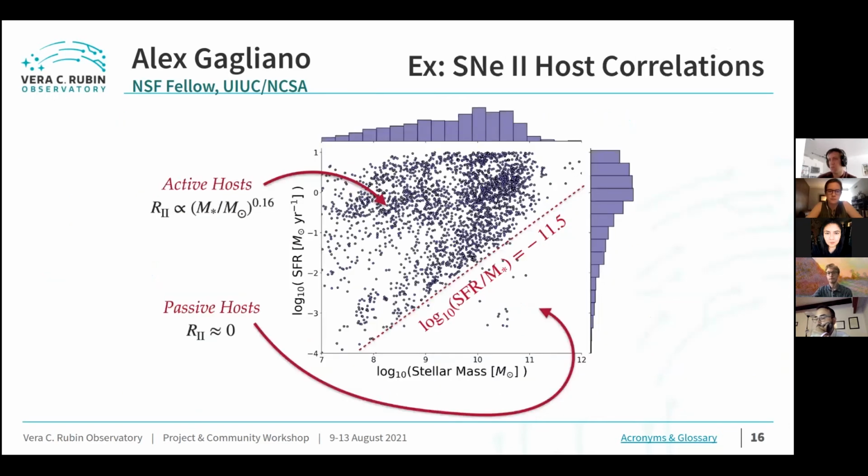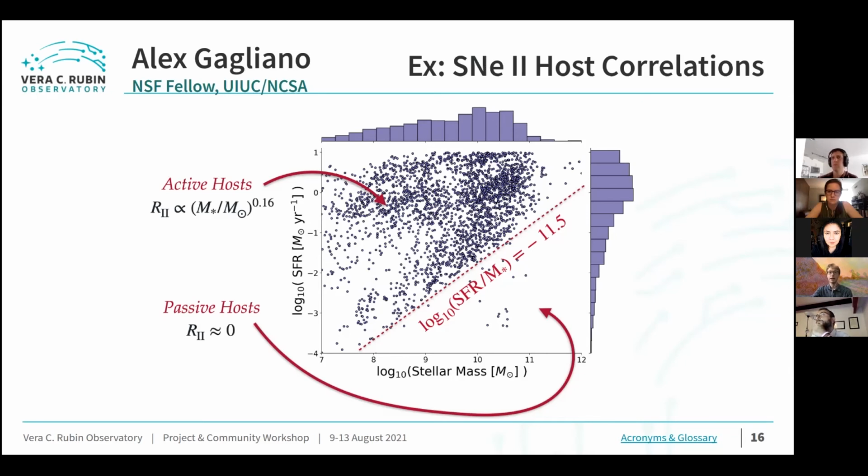After simulating transient events using the code SNANA, we weight the properties of host galaxies that they get matched to using relationships derived from previous studies. Our type 2 supernova rate model is taken from Vincenzi et al. 2020, with more events in more massive hosts, as you might expect. Further, because type 2 supernovae are the explosions of massive short-lived stars, we place the vast majority of them in active hosts instead of passive ones, with a cut on specific star formation rate.